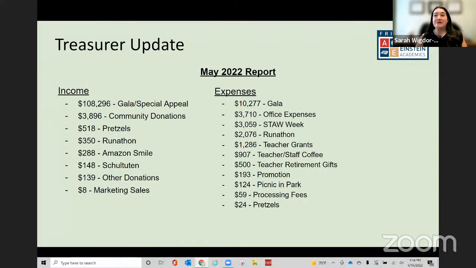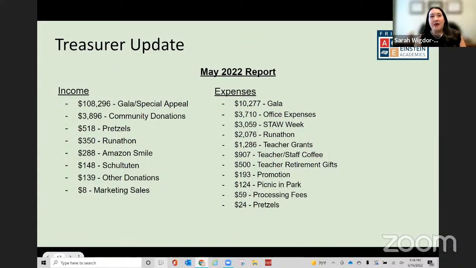As you can see, May was a busy month, not any small part due to the gala, both the income and we have some of the expenses coming in. I know when you get the full update from Julie for the summer spending and the end of year, there will definitely be more gala expenses coming in. But also, in addition to the little over 108,000 for the gala, including the special appeal, which is just a mind-boggling number. Congratulations on everyone who worked so hard to obtain that and to help us reach the goal.